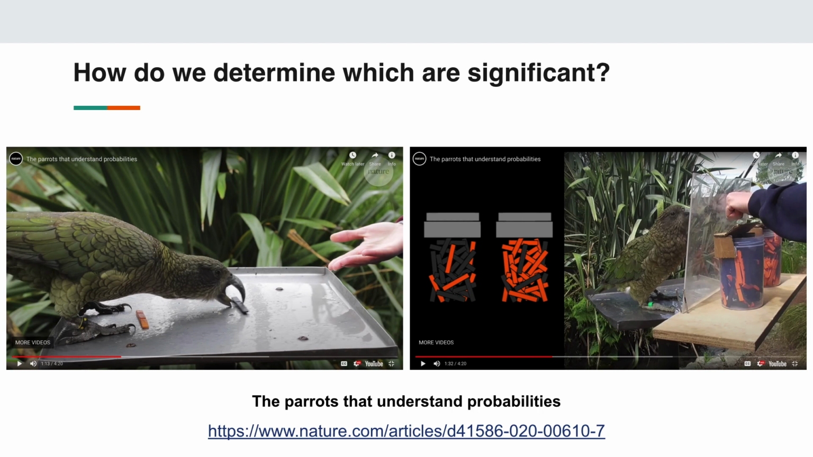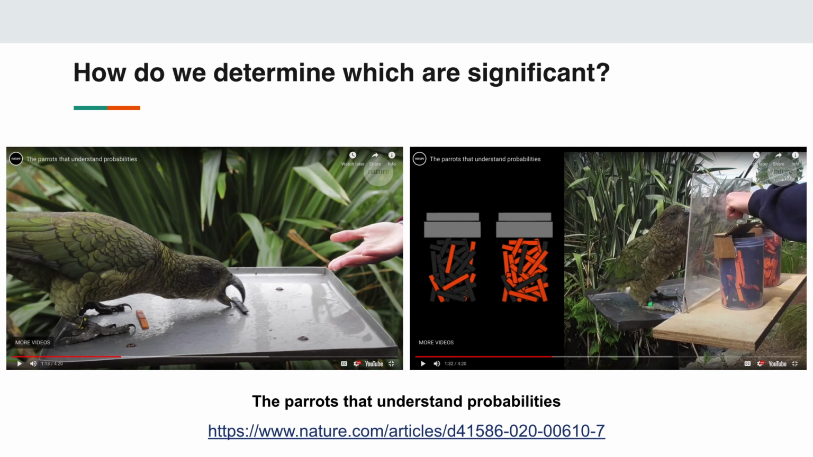And I really encourage you to go watch the video. It's a 4-minute video and it's a really cool explanation. These parrots actually know that they have a higher probability of getting a black token if they choose the hand that went into the jar containing more black tokens. So they understand the likelihood of getting a positive response.